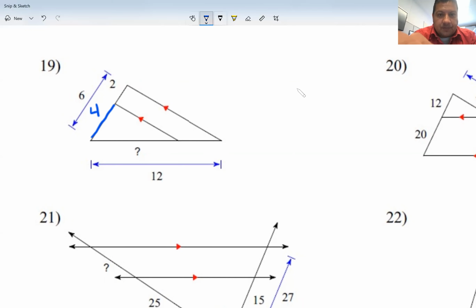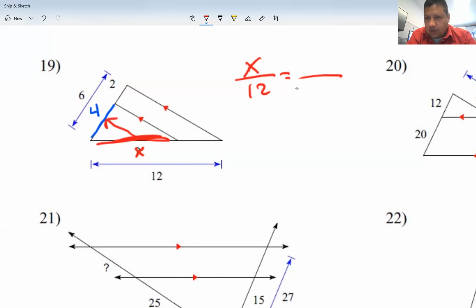Okay, now I'm going to see where the question mark is, what I'm solving for. Again, back in algebra, I learned if you don't know the value of something, replace it with the letter. So that question mark, I'm going to call it X. And on the side where X is, I see two numbers. There's an X and there's a 12. So I'm going to make a fraction, X over 12 equals. Now, X is this side. It's corresponding. You guys can tell it goes with 4. So X is corresponding to 4.